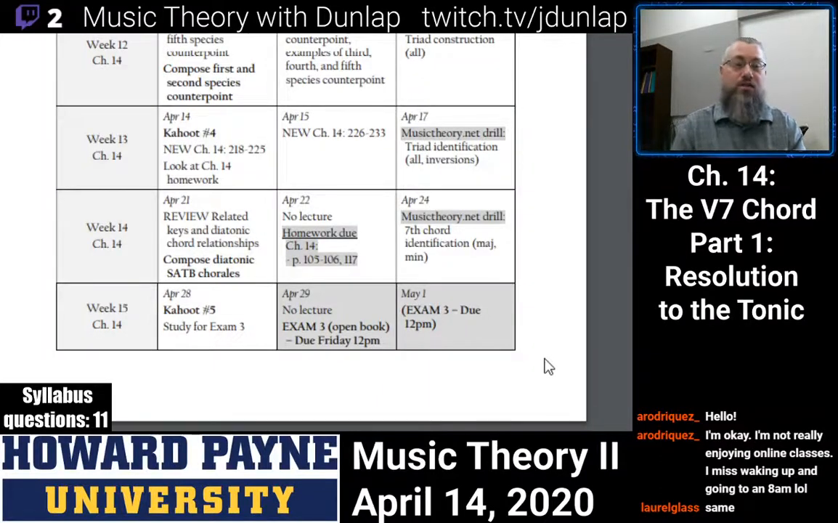Chapter 14, the 5/7 chord. That is the 4-note chord built off of scale degree 5 that has a function of leading to the primary chord of the key. So if our primary chord is that, then we're talking about the chord that leads to it.